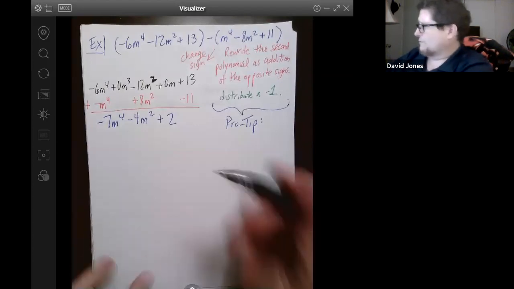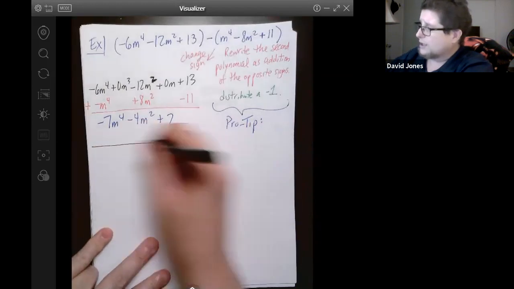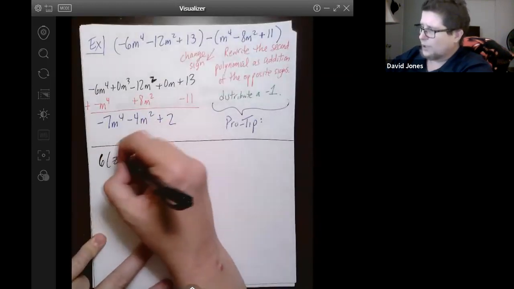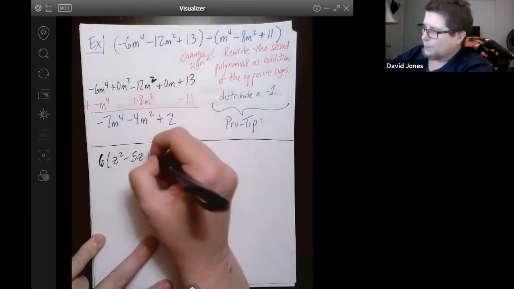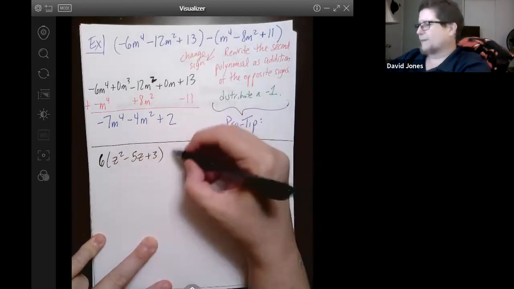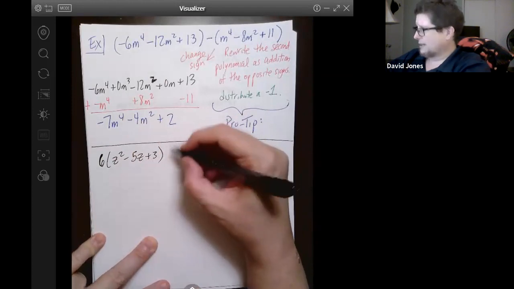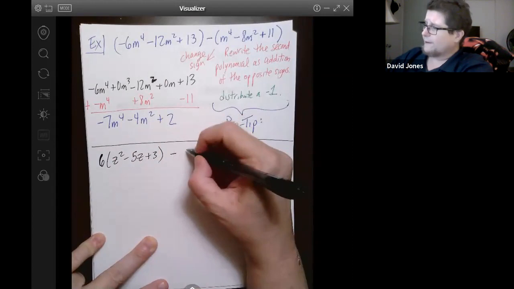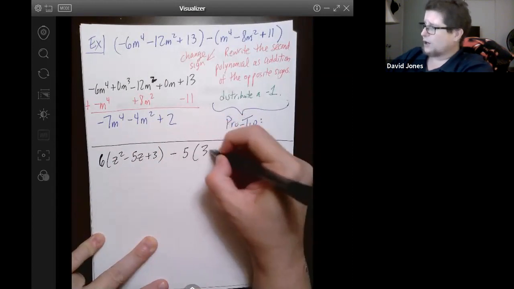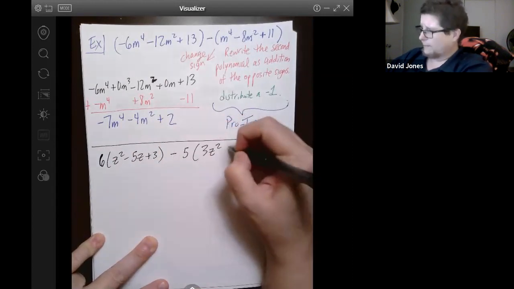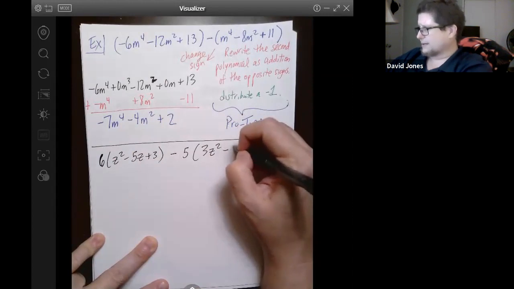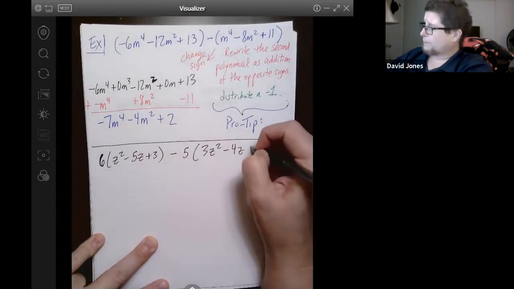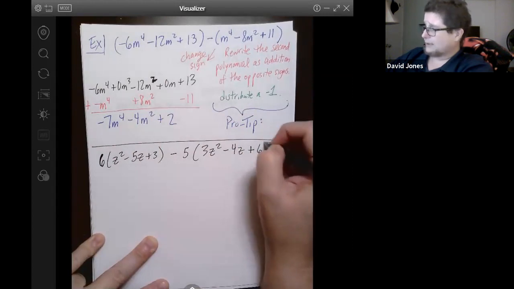Why don't we kick it up a notch? Let's kick it up a notch. Let's do 6 times z squared minus 5z plus 3. And from it, we're going to subtract 5 times 3z squared minus 4z plus 6.